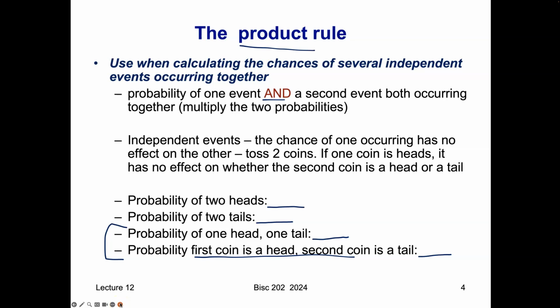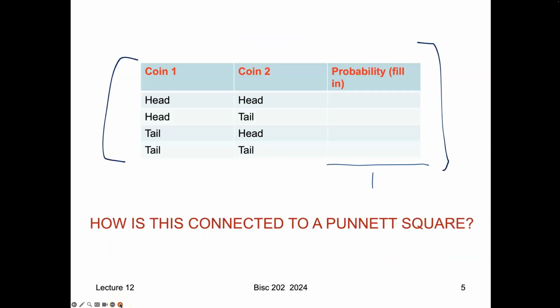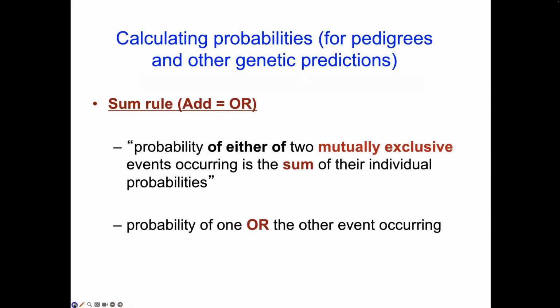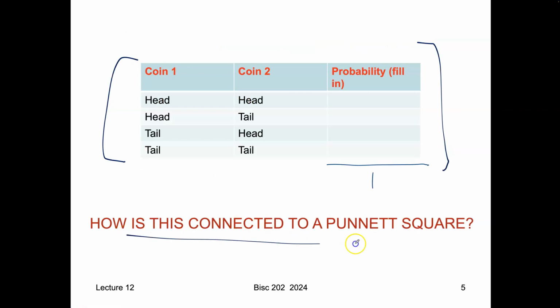And as I said, I'll have a couple of clicker questions, quick ones, in the actual class where I ask you to give me the answers to these questions. And then do actually think how this is connected to a Punnett square, because this looks a lot like a Punnett square if you think about it.